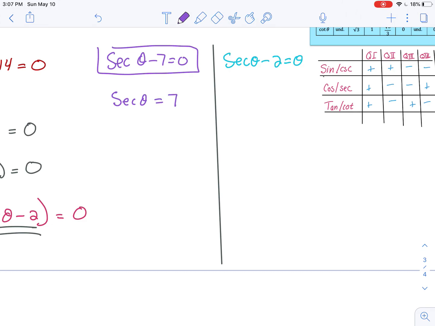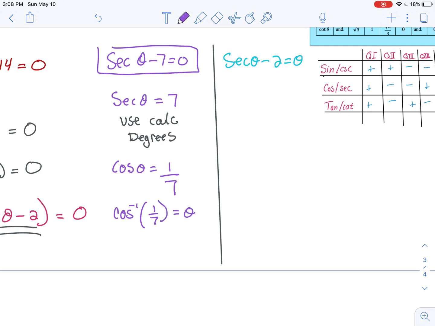So this is not in my exact value chart, so I need to use my calculator. I need to make sure that I'm in degrees, because my answer needs to be in degrees. I don't have a secant button on my calculator to get that reference angle, so I'm going to go ahead and think of this in terms of cosine. So I can write this as cosine theta equals 1 over 7. So in my calculator, I'm going to plug in cosine inverse 1 over 7 is going to give me theta.